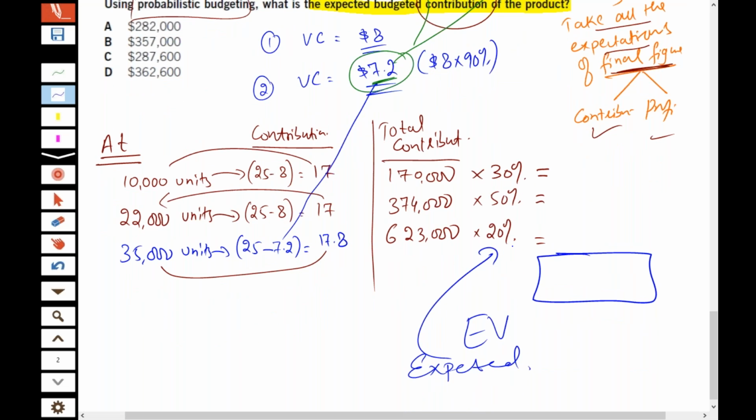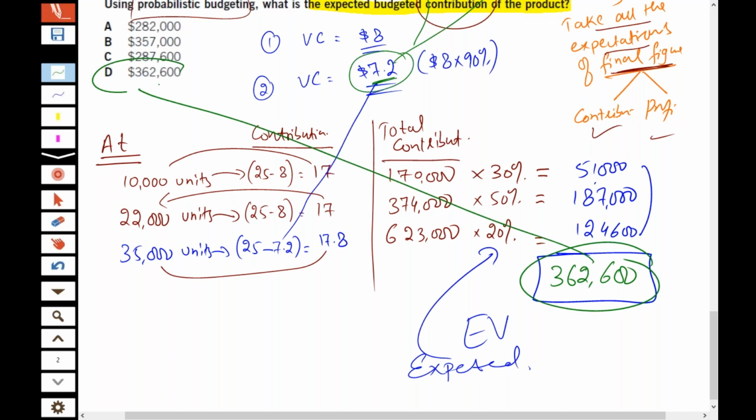170,000 multiplied by 0.3 is 51,000. 374,000 multiplied by 50% becomes 187,000. 623,000 multiplied by 20% becomes 124,600. Now combine all these expectations: 51,000 plus 187,000 plus 124,600 results in 362,600. That is option D.